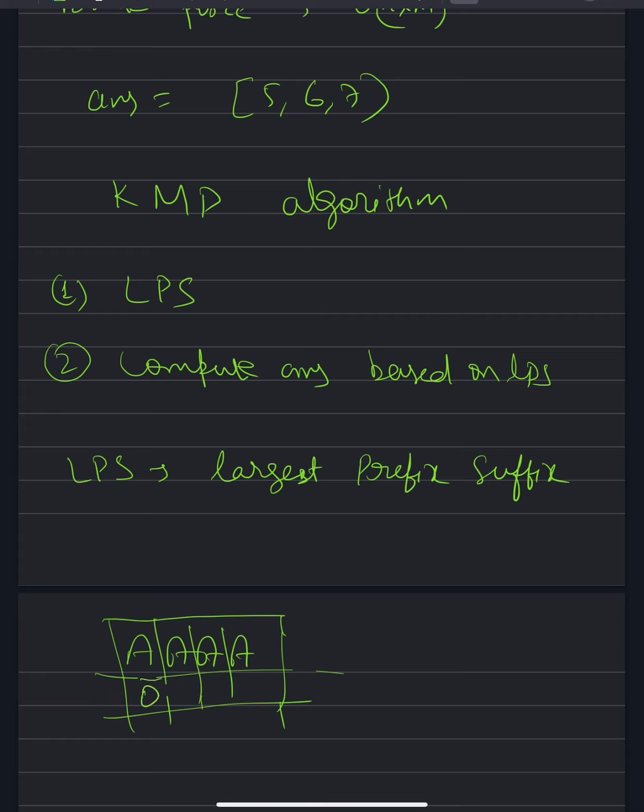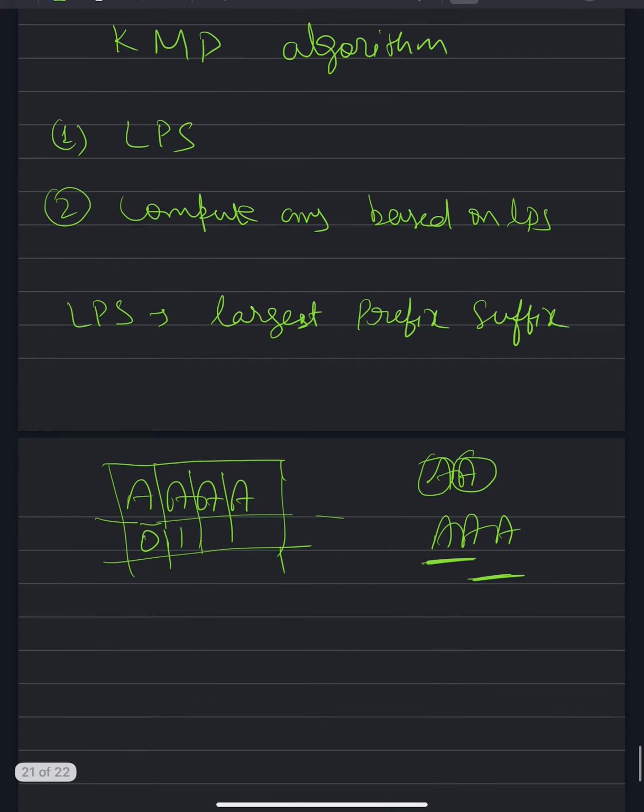Now we go ahead and we have double A. For double A, the prefix is A and the suffix is A, so the largest prefix suffix is 1. Now let's go to triple A. The largest prefix is double A and the largest suffix is also double A, so this is the largest prefix suffix possible, which is 2. Now for the fourth A, this is the largest prefix and this is the largest suffix, so 3.